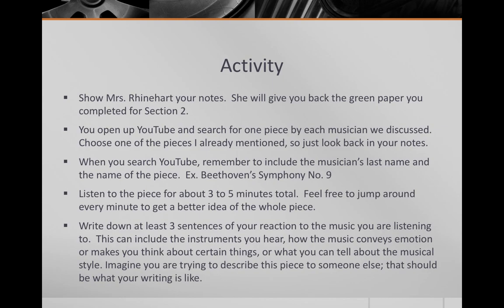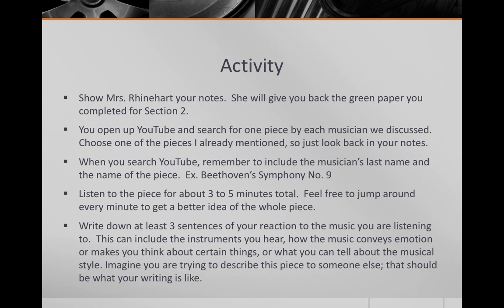So you are going to open YouTube and select one piece by each of the musicians that we discussed. You'll see on the paper, the chart has each of the artist's names, and then it says piece, and then it says reflection. So you're going to pick one of those pieces. I would pick one that we already mentioned that was in our notes. So just look back over the notes and find that piece and select one of them.